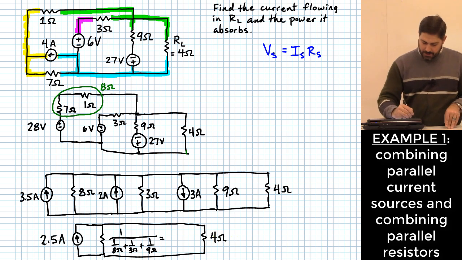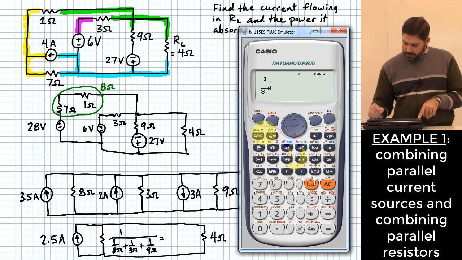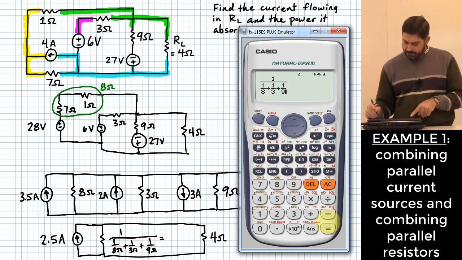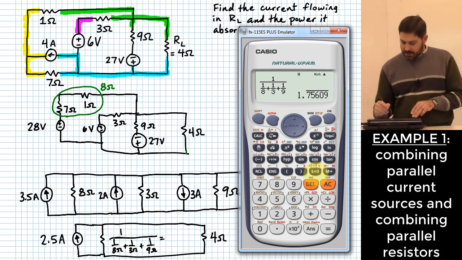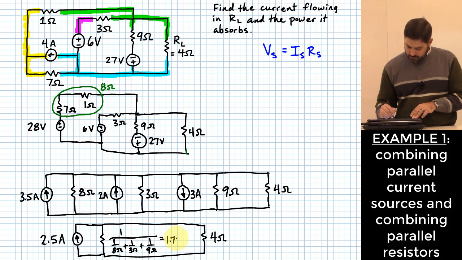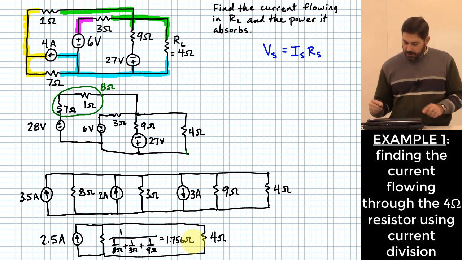So what is this going to be? Okay. 1 over 8 plus 1 over 3 plus 1 over 9. That gives me 1.756 ohms. So how much current flows on my 4 ohm resistor?